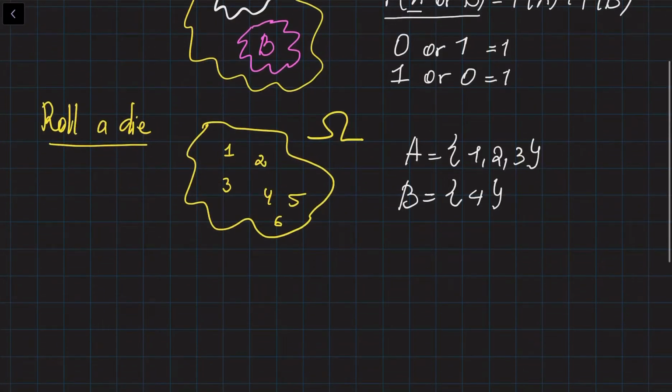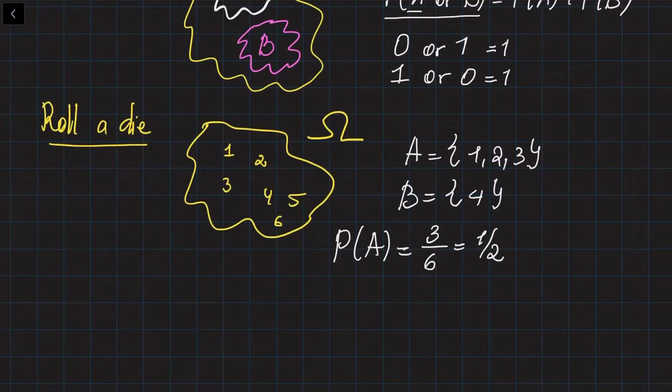So let's play a game. If you roll a die, and if you get one of the items from A, like 1, 2, or 3, you're going to win. Then find the probability that you're going to win. In order to do this, we need to find the probability of A. It is going to be 3 divided by 6, or 1 over 2. At the same time, let's play another game. If you roll a die and you get a result from the set B, or basically 4, you are going to win this game. Let's find the probability that you are going to win this game. It's going to be 1 over 6.